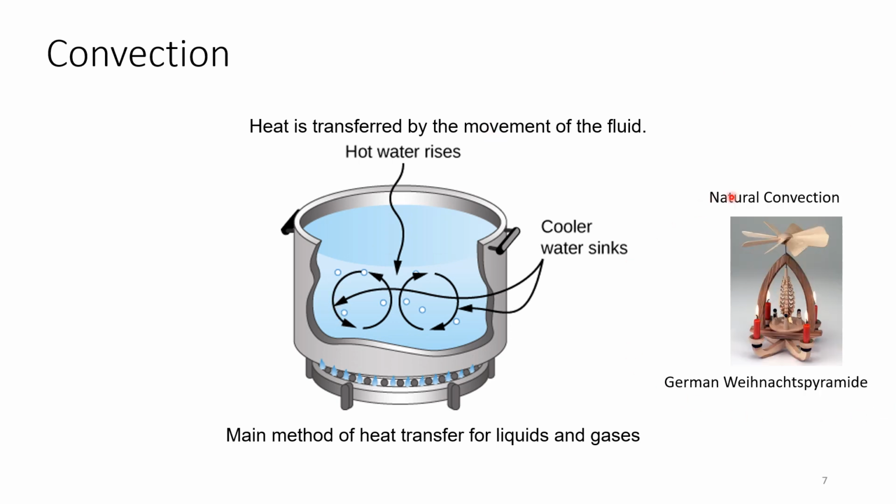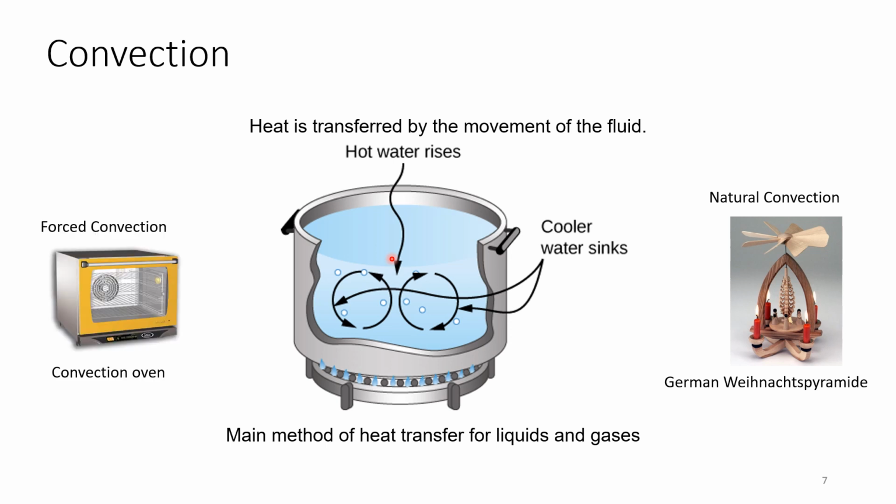This is an old German apparatus which uses natural convection. It has these candles to heat the air from the bottom. The hot air rises so that the fan begins to rotate. We also have this kind of convection oven, which has forced convection inside the oven to heat up the food.